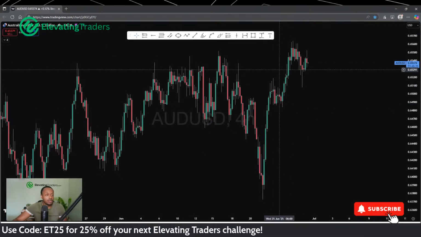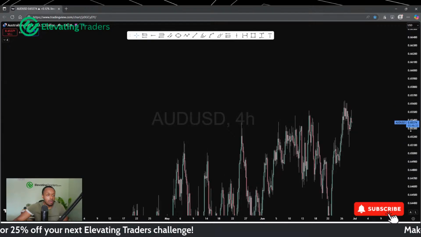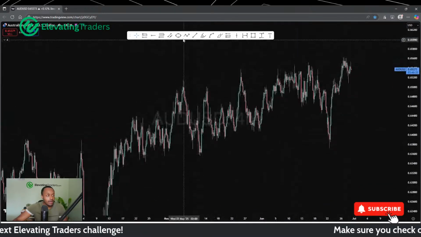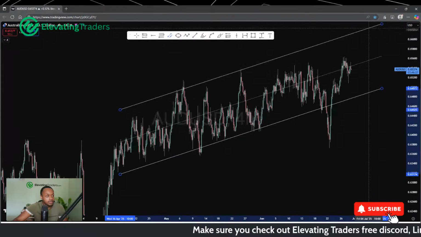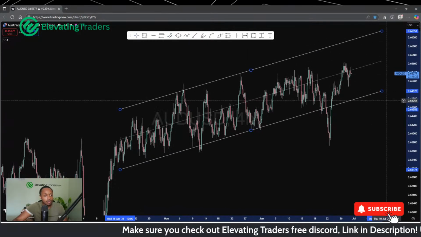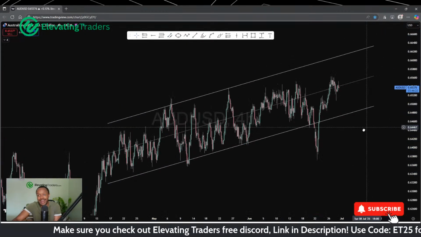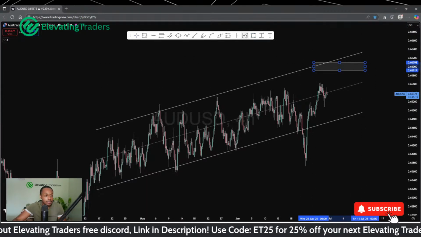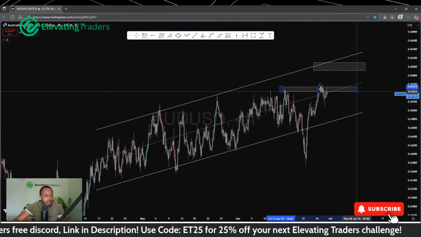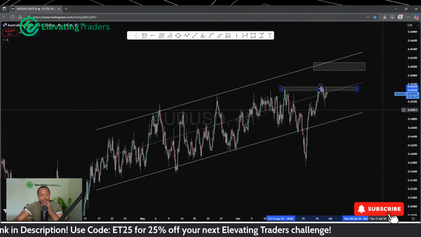In terms of Aussie dollar, another awkward market. Again, still operating within that ascending channel. We've been doing that for quite a while. I said I'm looking for a push to the upper end of the channel. I still am, because I think there could be some nice shorts there around 0.66. At the moment, it looks like some resistance is stopping us.